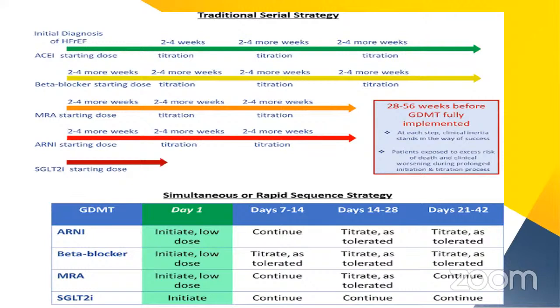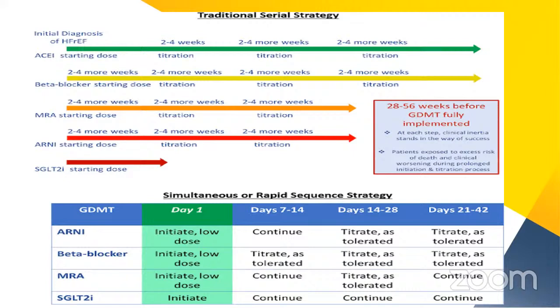There are 2 approaches. The traditional way of starting the mortality-beneficial drugs is in a serial way, one after the other. But a simultaneous or rapid-sequence strategy is more favored nowadays. Just look at the slide below. The ARNI can be initiated.